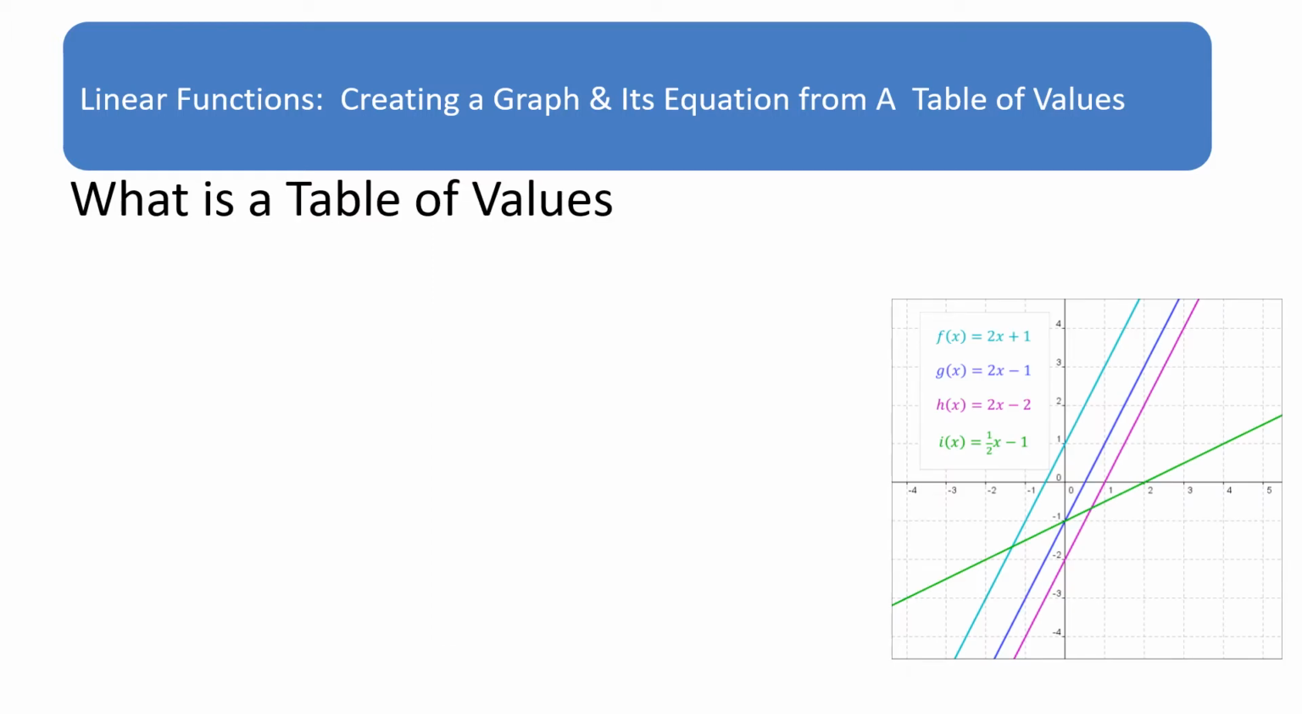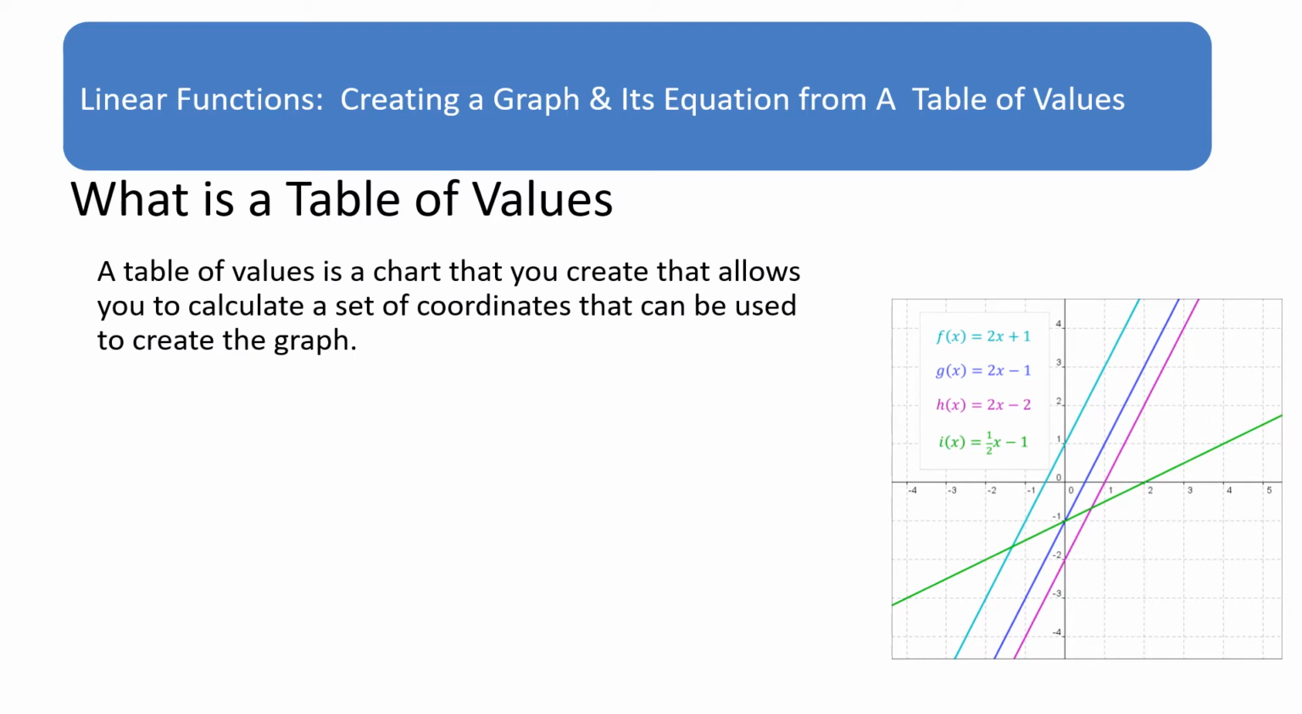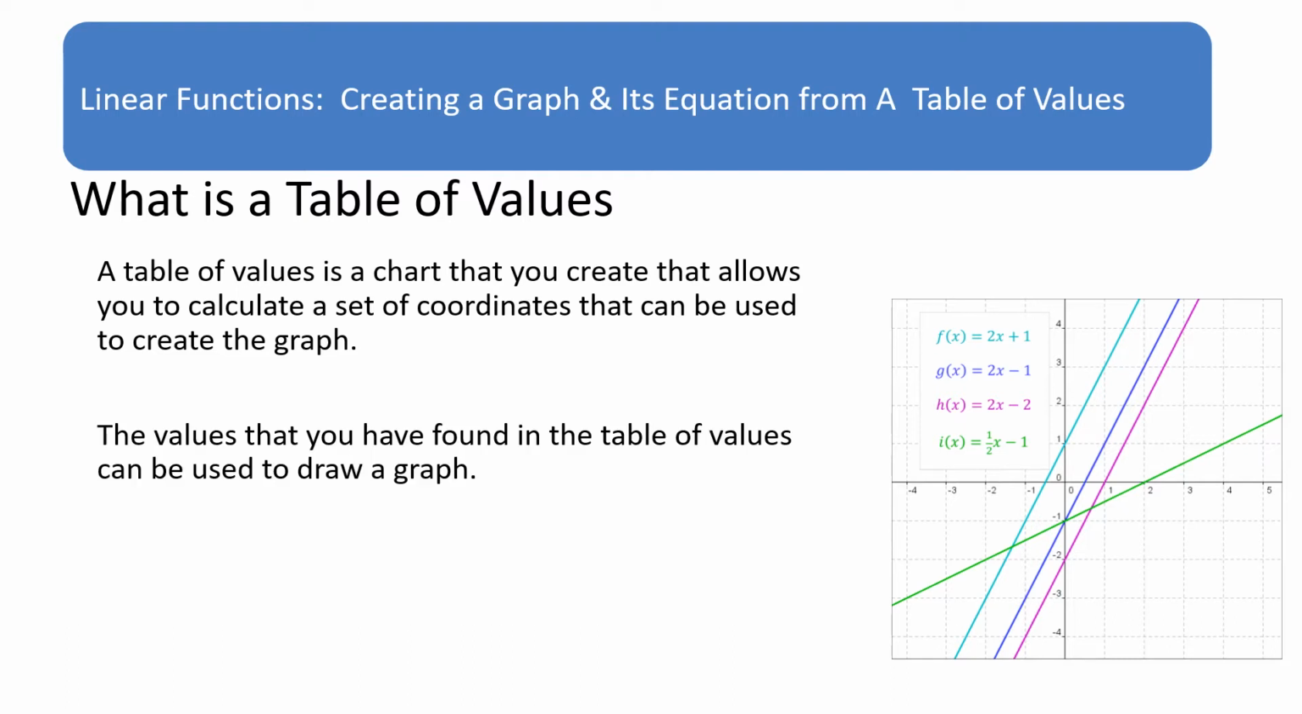What is a table of values? A table of values is a chart or table that you create that allows you to calculate a set of coordinates that can be used to create a graph. The values that you have found in the table of values can then be used to draw the graph.